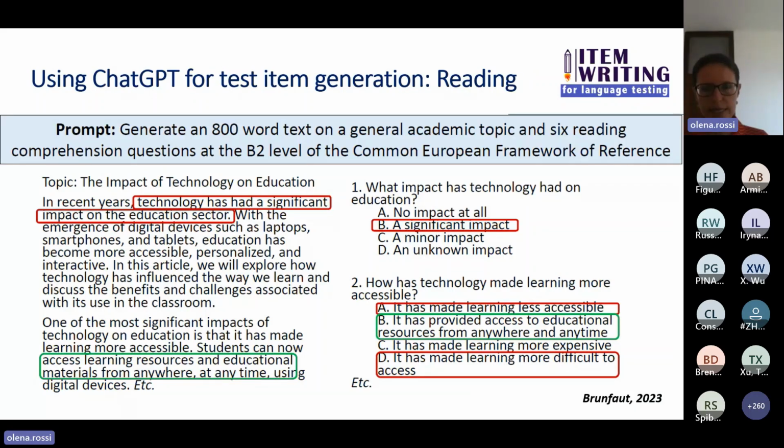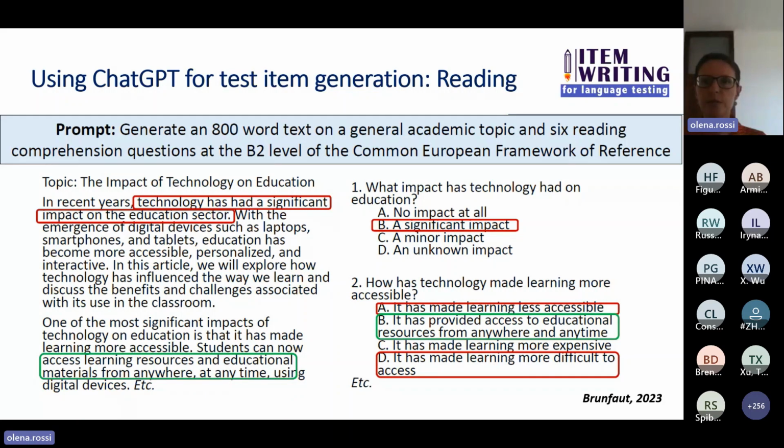GPT, as we know, excels at producing texts. So let's move to reading. And to not show you my attempts only, here is a slide from the presentation that Professor Tineke Bronfort very recently made at the EALTA conference in Madrid. I reproduce it here with her permission.